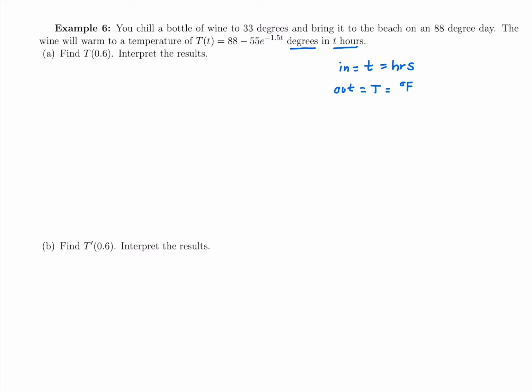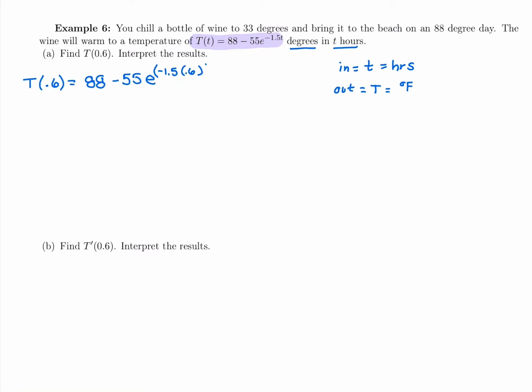The first part says, find capital T of 0.6 and interpret the results. So we're going to do capital T of 0.6, which just means we're going to replace all the lowercase t's that we see with a 0.6 in parentheses. So we're just plugging into the original function. We're not doing any change problem yet. It's not asking for average rate of change or anything. We're just going to replace the t that's in this equation here, 88 minus 55 e to the negative 1.5 times our t, which is 0.6.